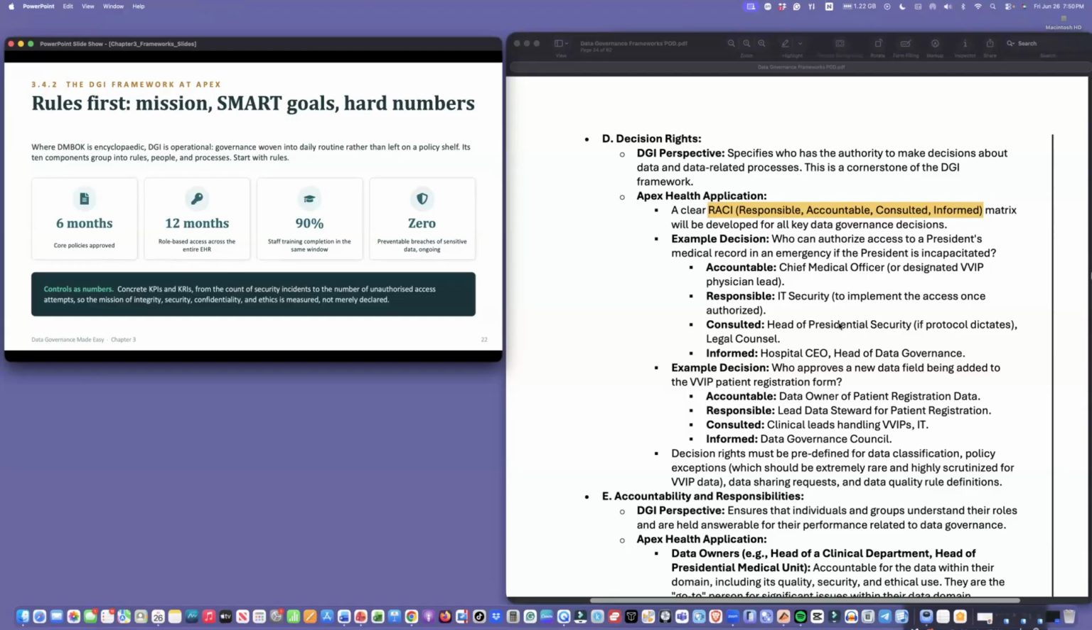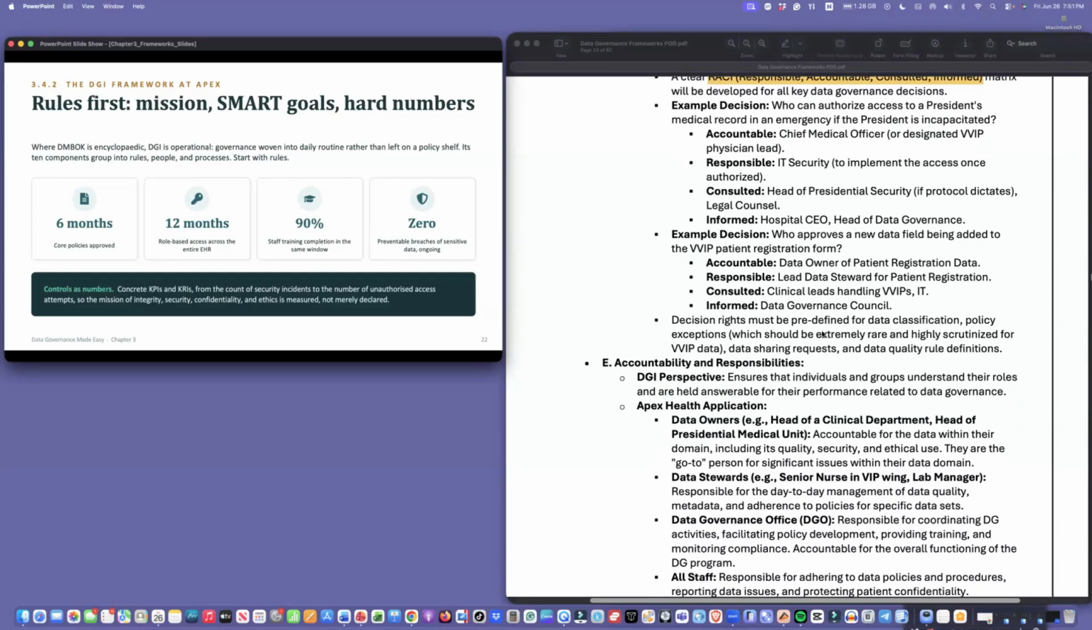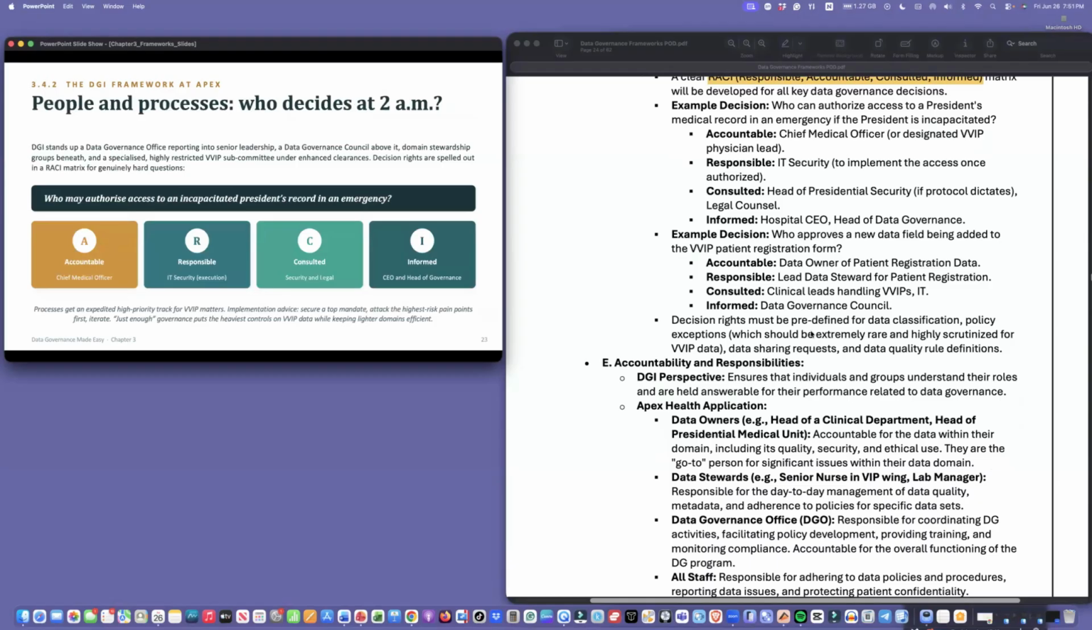Now, when they say predefined for classification, it's like you're thinking about TOGAF. As you are designing the enterprise architecture, the data rights are embedded. That's what he's trying to say. It's like you're using TOGAF in this sense, some of the principles of TOGAF. As you are designing, you put them in. Accountability and responsibilities ensure that individuals and groups understand their roles and are held answerable for performance in data governance.